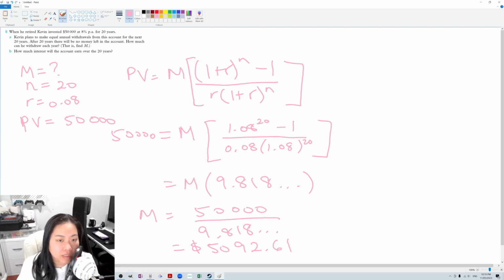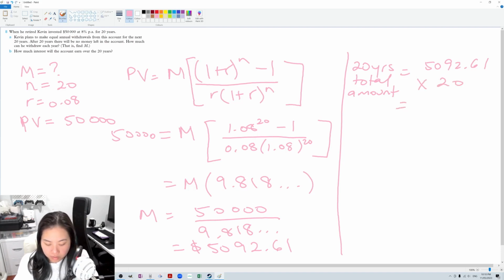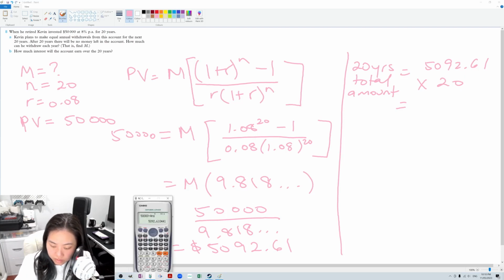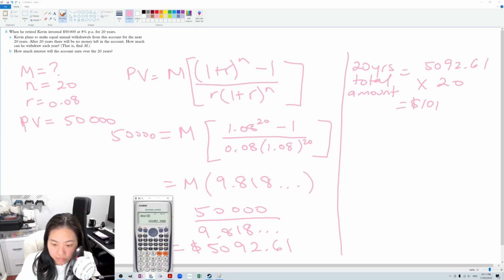And then B, how much interest will the account earn over the 20 years? We just need to work out, over 20 years, the total amount. Total amount is going to equal $5,092.61 times 20, which is 101,852.21.